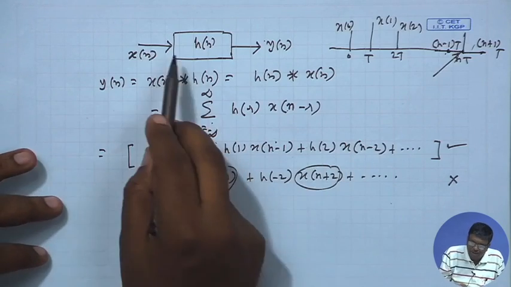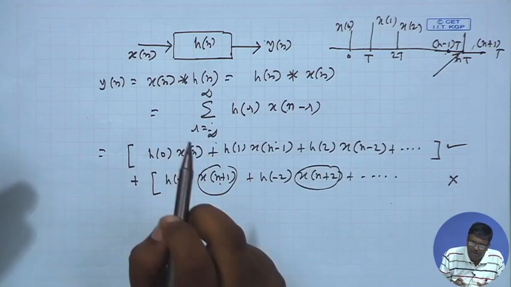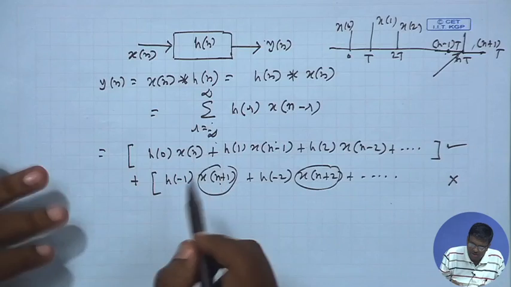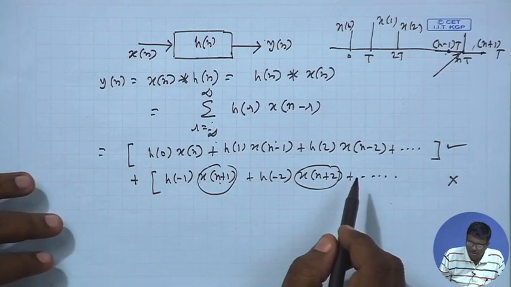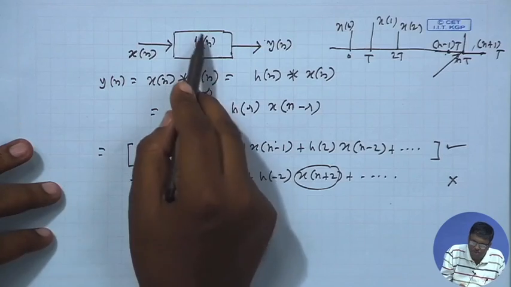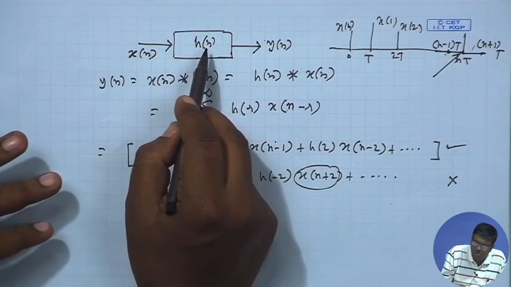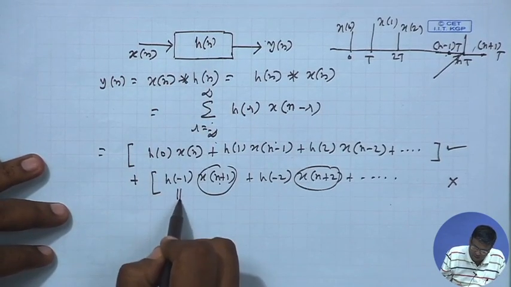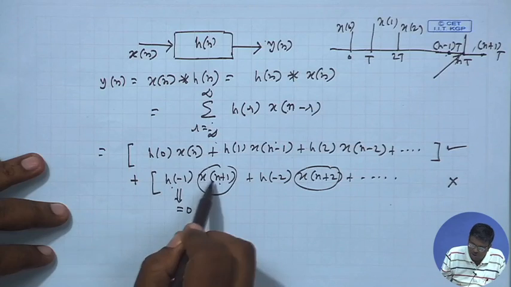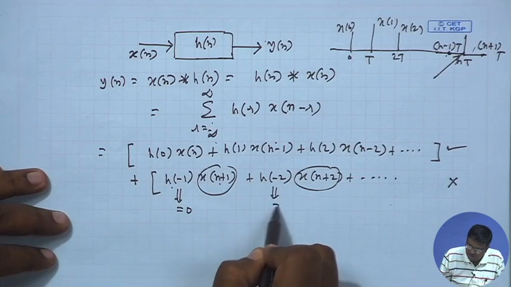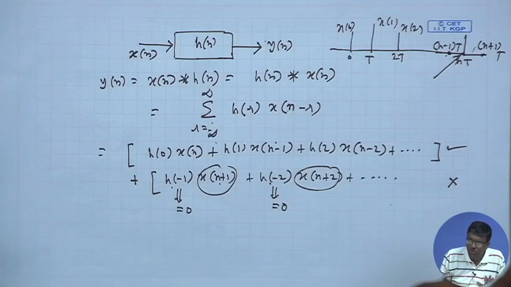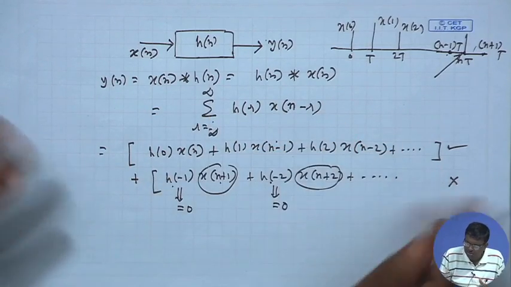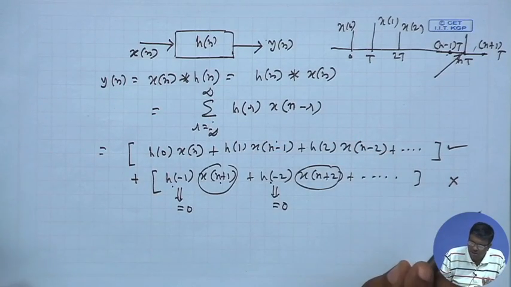Therefore, in order to make the system realizable and practical and deterministic and all that, this part must vanish. The only way you can do that is by choosing the system impulse response, the unit sample response, so that these values equal 0. So, 0 into this is 0, and so on and so forth. So, this second expression does not arise.